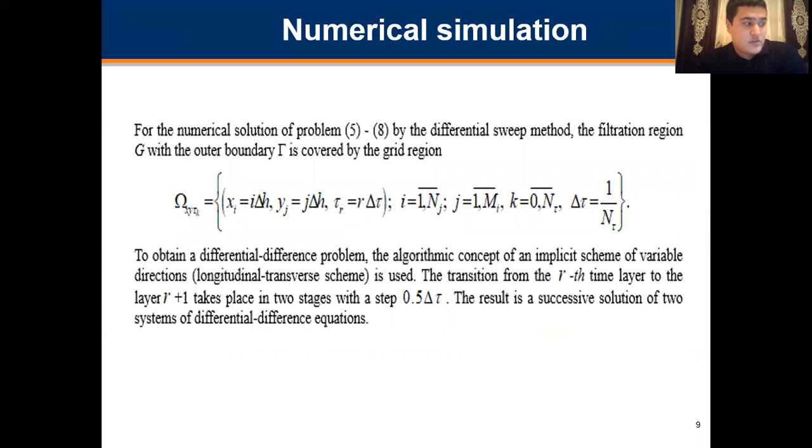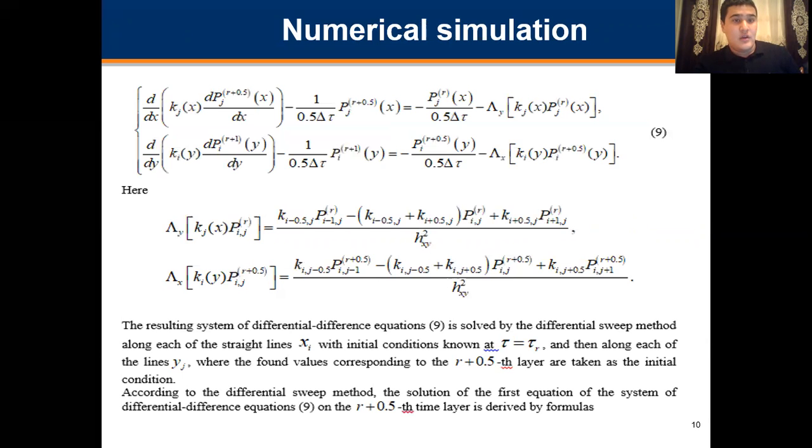For the numerical solution of the problem by the differential sweep method, the filtration region G with the outer boundary is covered by a grid region. Differential difference equations are used to transit from one layer to another. Using the differential sweep method, the system of differential difference equations is solved.